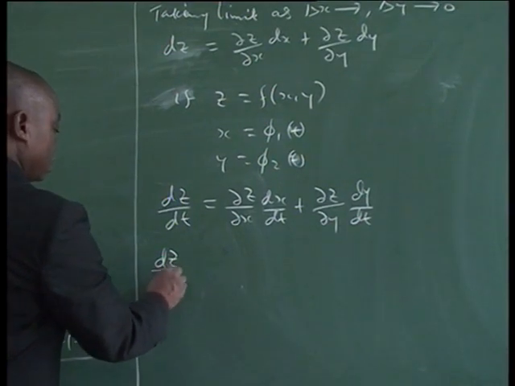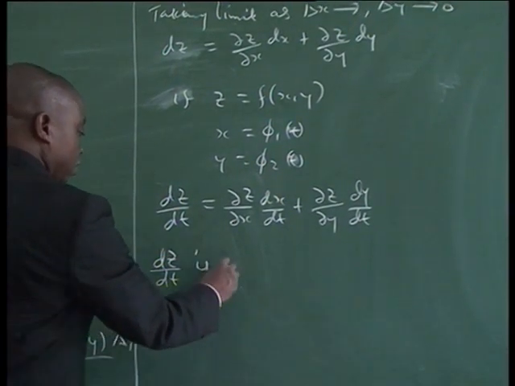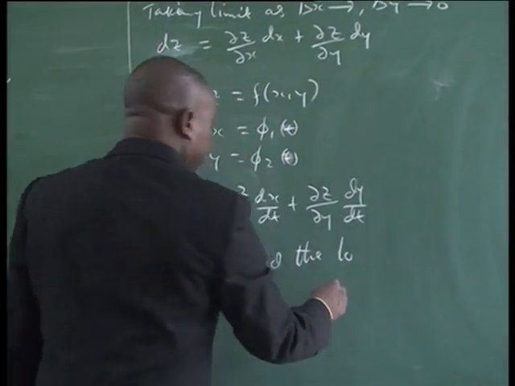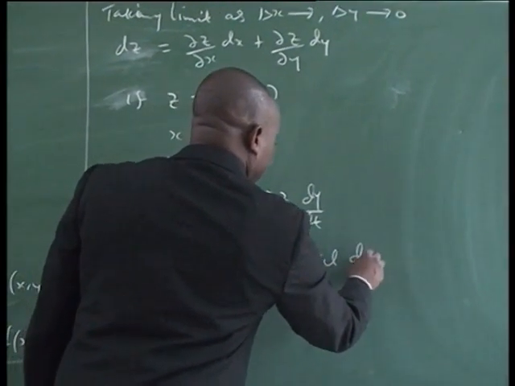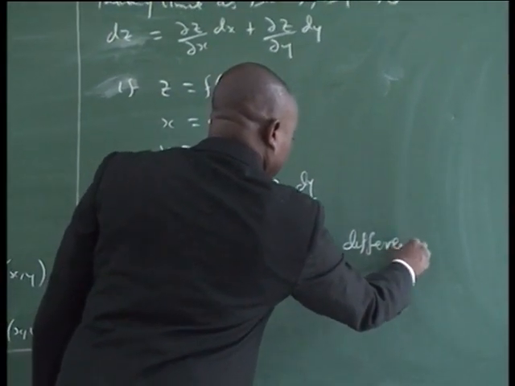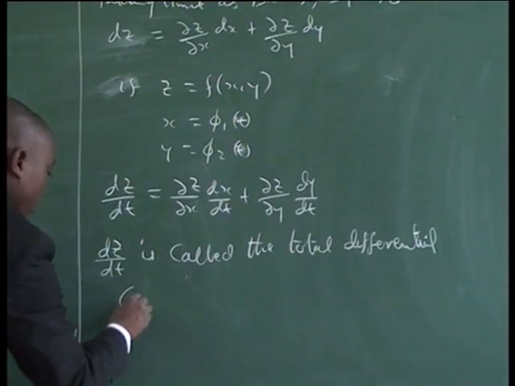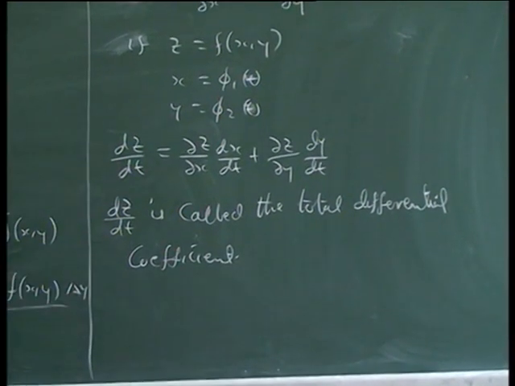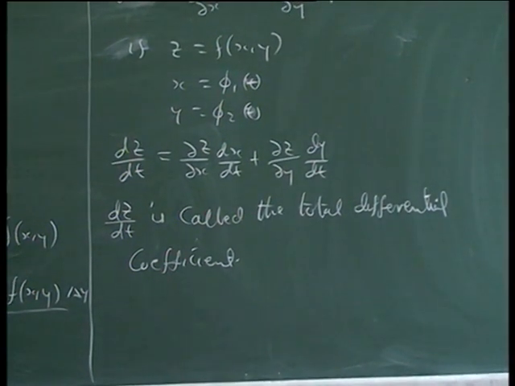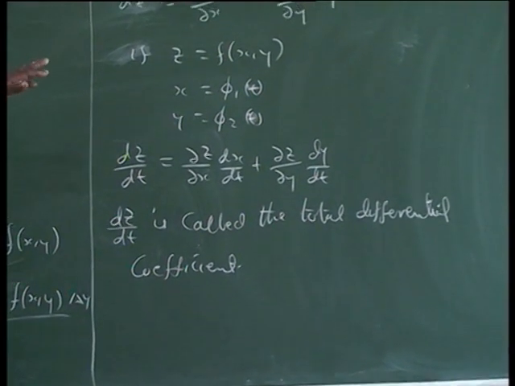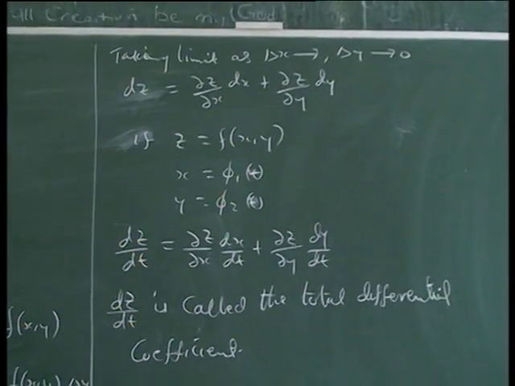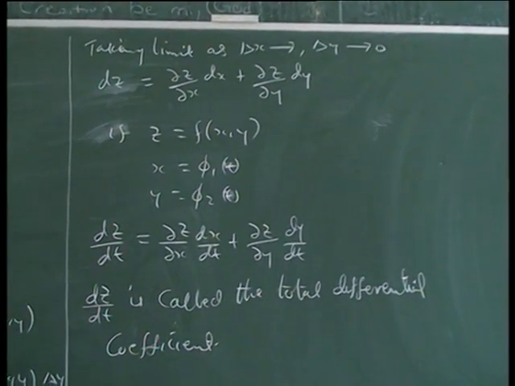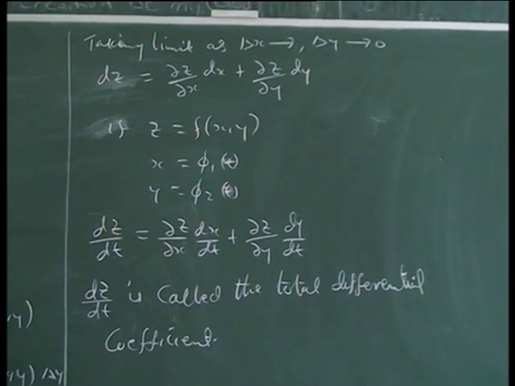Now, dz/dt is called the total differential coefficient. This is the total differential coefficient, so this is what we call the total derivative. dz is equal to partial z partial x dx plus partial z partial y dy. So we'll look at some examples that will also let us understand what we are doing.